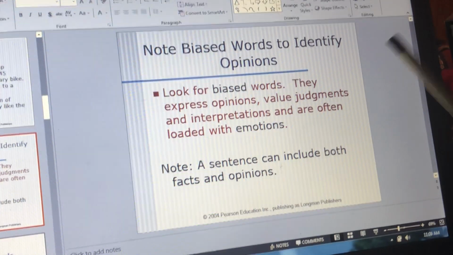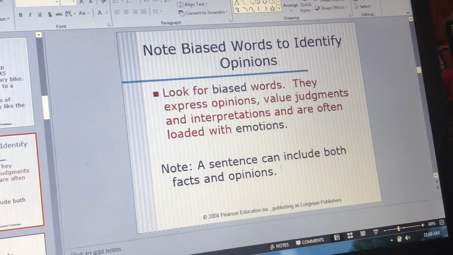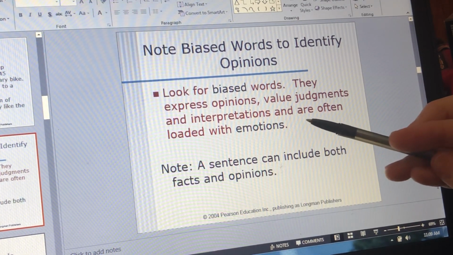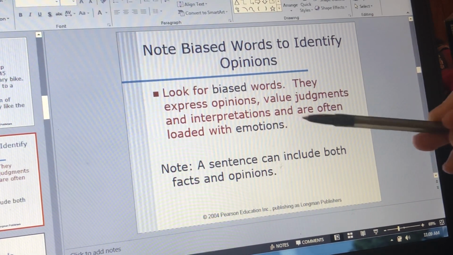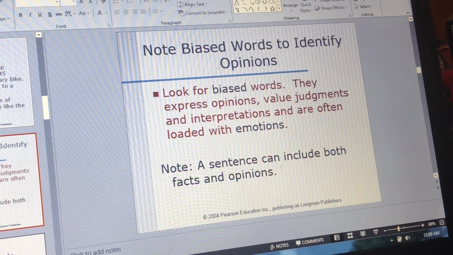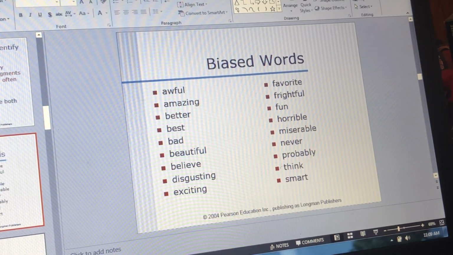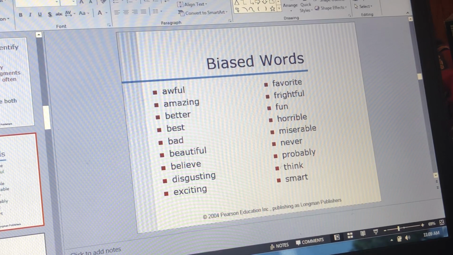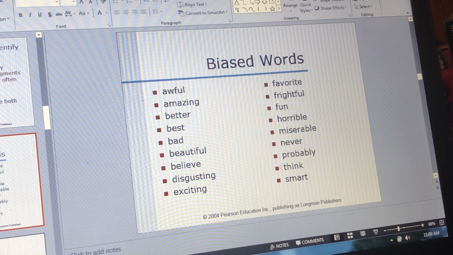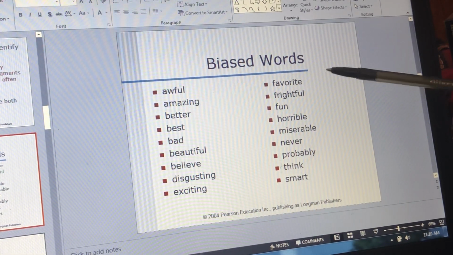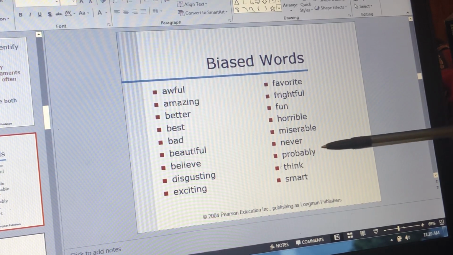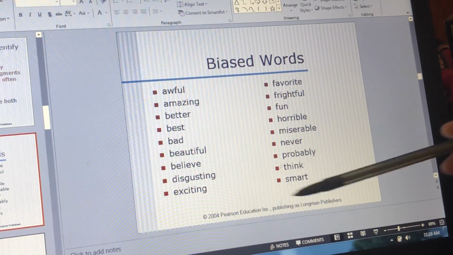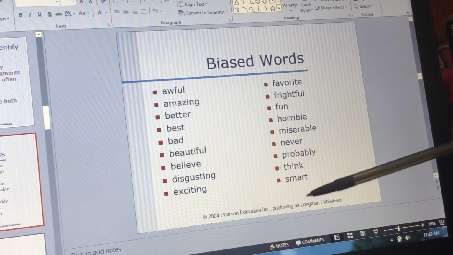All right, so look for biased words, okay? Emotions are subjective, all right? Facts are objective, all right? So look for value judgments, interpretations, all right? As always, I'll put this PowerPoint up on the board, or on the blackboard, rather. But here's some biased words, all right? How do you measure these things? How do you measure how horrible something is, okay? Disgusting, exciting, okay? This one I like as well, all right?